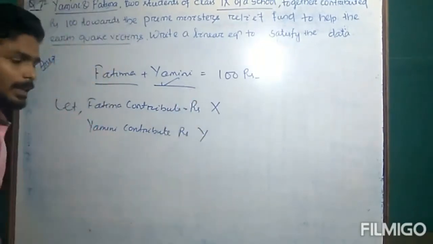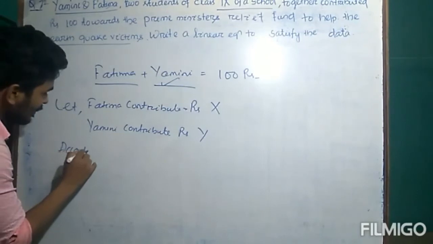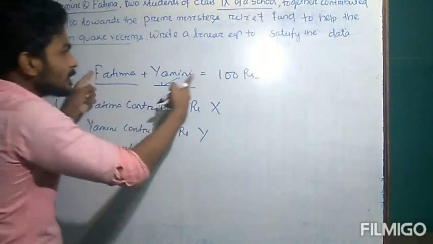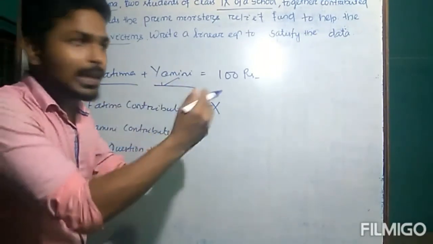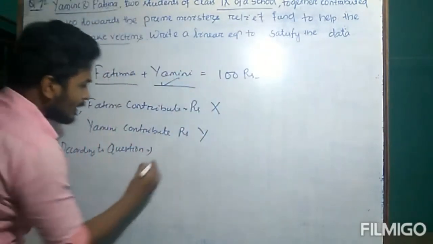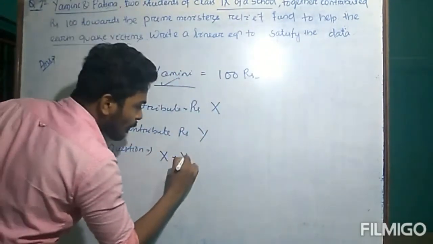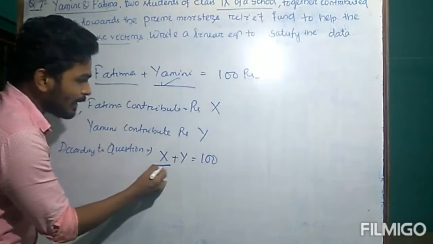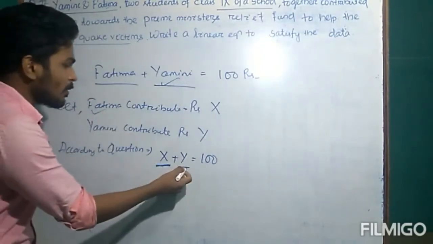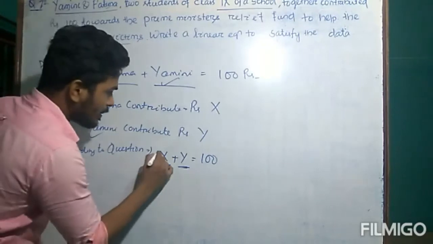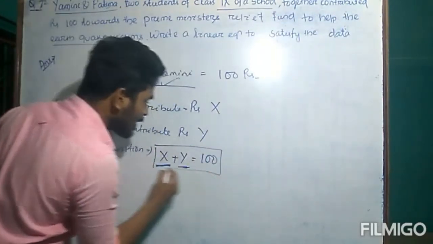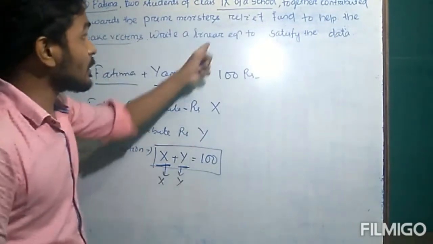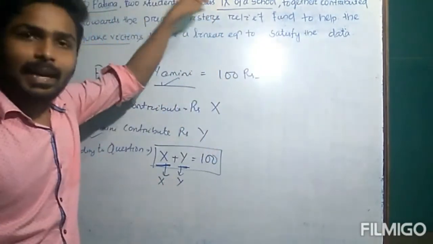rupees y. According to the question, it is given that both combinedly contribute 100 rupees. So x rupees plus y rupees is equal to 100 rupees. This is the amount contributed by Fatima and this is the amount contributed by Yamini. So this is the linear equation in two variables, which contains two unknown variables x and y. This is the equation that we need from the given data.